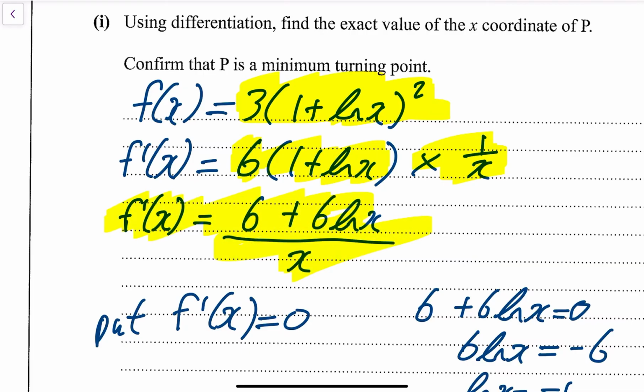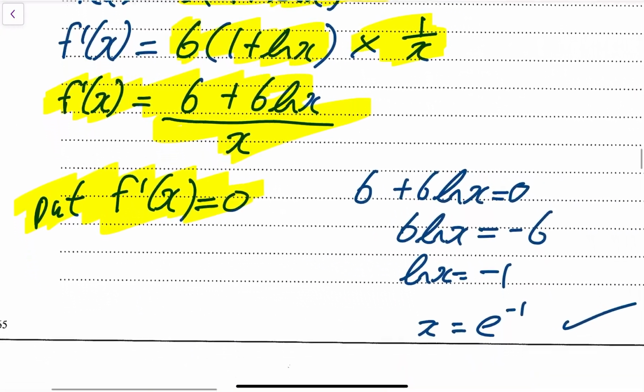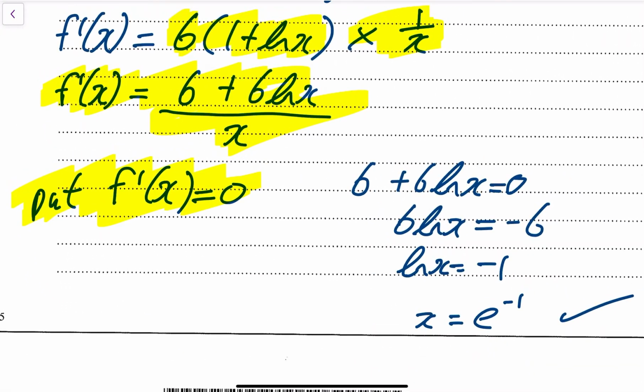Now to find if something's a turning point, you put dy by dx equals 0, or in this case f dash equals 0. And because that's a quotient, that's just a fraction, you just need to put the top line equal to 0. So 6 plus 6 ln x equals 0, or 6 ln x equals minus 6, or ln x equals minus 1. Inverse of ln is just e to the power of something. So that means x is just equal to e to the minus 1. That's your exact value. It did say to prove it's a minimum.